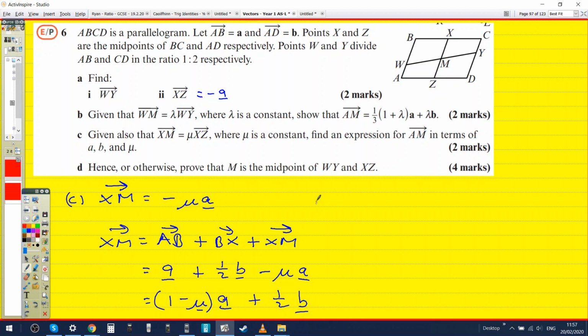Hence or otherwise prove that M is the midpoint of W to Y and X to Z. So could you do something like if beta A is equal to minus A, then X to Z has to be equal to minus A as well? Yeah, but that's kind of assuming it. We want to prove it.